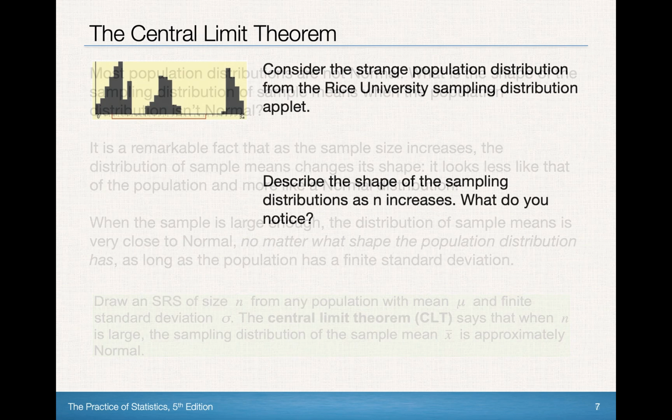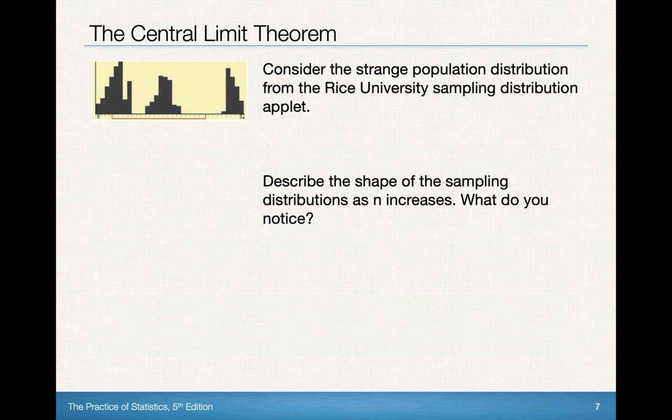Let's take a look. The top is a population distribution. Clearly, the population distribution is not normal. Okay, it's very not normal. So you got 3 clusters. It is very non-normal.